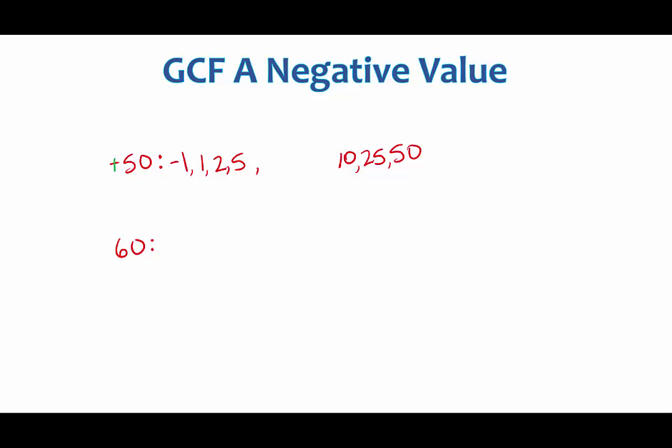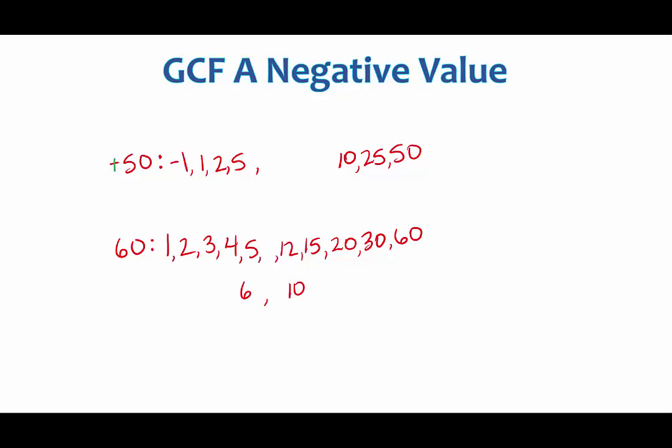Now let's do 60. As always, 1 and 60. 2 times 30 is 60. 3 times 20. 4 also goes into 60. 4 times 15. 5 goes into 60. 5 times 12. I'm running out of space here. It's okay. And 6 goes into 60. 6 times 10. 7, 8, and 9 do not go into 60.